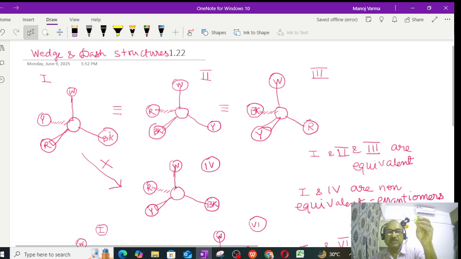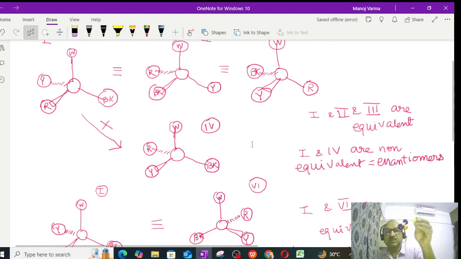So yellow comes here, so black goes here in place of red, and red goes here in place of yellow, and this is the new shape which you get. But this is equivalent to this one, it's not different. In the same way, if I further rotate the molecule so that the red goes here, yellow goes here and the black goes here, it is yet the same molecule which has already been rotated. So 1, 2 and 3 structures that I have drawn are equivalent.